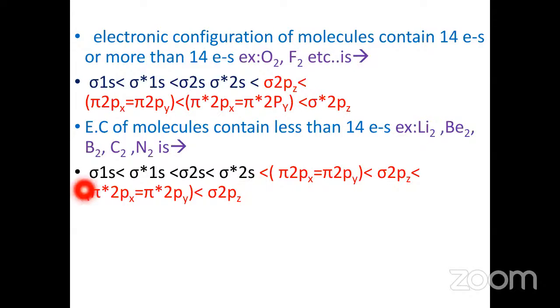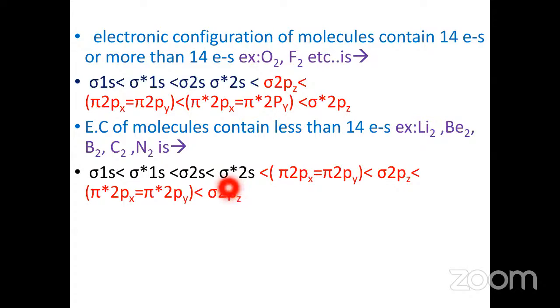Here, the sigma 1s and sigma 2s are bonding molecular orbitals. Sigma star 1s and sigma star 2s are anti-bonding molecular orbitals. Just now we discussed that sigma star and pi star are anti-bonding molecular orbitals, and sigma and pi molecular orbitals are bonding molecular orbitals. The next electrons enter into pi 2px and pi 2py. These are also degenerate orbitals. The next electron enters into sigma 2pz. Then pi star 2px and pi star 2py, and the next electron enters into sigma star 2pz.